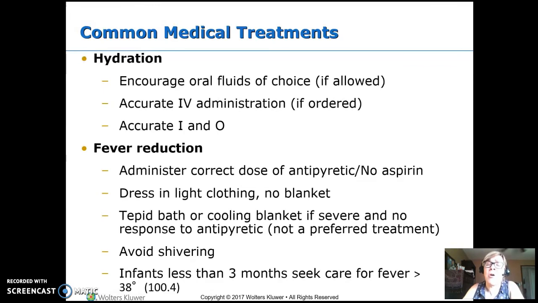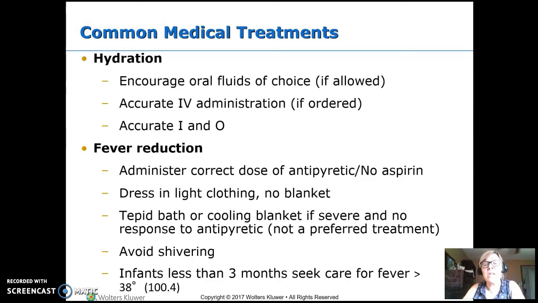Fever is part of how our immune system works. That is when we are really making antibodies. So we don't necessarily want to treat fever too quickly. So when we do, we want to make sure that we are dosing correctly. We're dosing based on weight, and no aspirin, especially in viral illnesses. Aspirin in viral illness has that risk of Reye syndrome, which causes permanent neurologic damage.